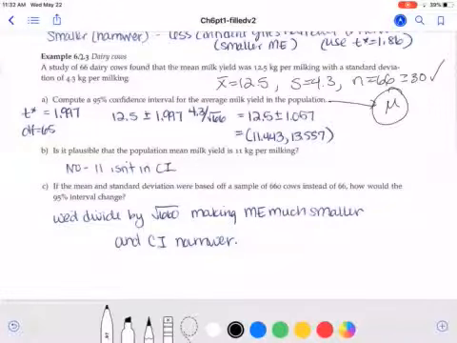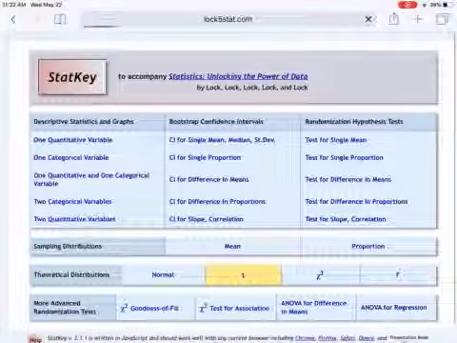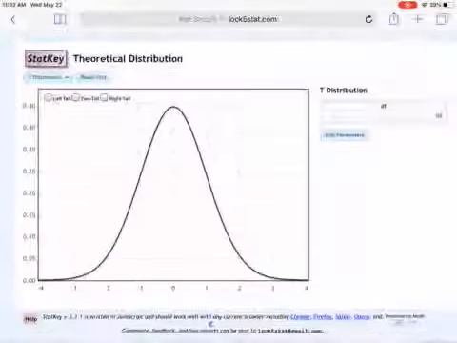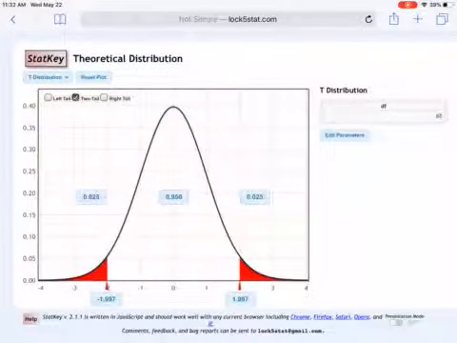So to get this t that you're seeing here from StatKey, degrees of freedom will be n minus 1. So 66 minus 1 gives us this value here of 65. So if we go over to StatKey and we put in a value of 65, hit OK, do two-tail, and we have 95% in the middle right now. You can see we get 1.997.